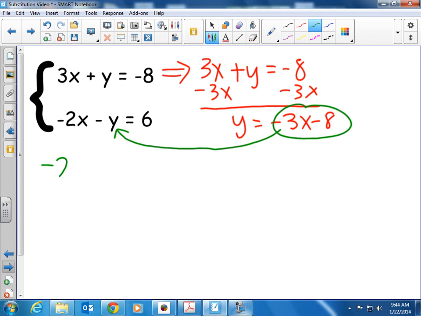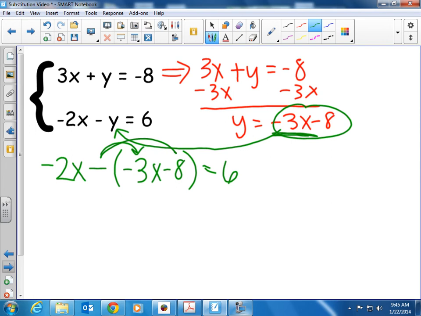So when I do that, I have negative 2x. Now, I gave you this problem on purpose because you have a subtraction sign there, and we have to subtract the entire value of y. So I'm not just subtracting this negative 3x. I'm subtracting this negative 8 as well. So what I have to do is put the value of y in parentheses so that I ensure I'm going to distribute this negative to both terms that get the negative. Okay, so when I do that, you're going to end up with an equation that looks like this.